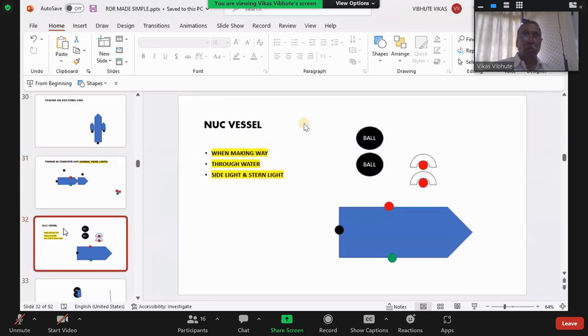I'm going to NEC today. Just for the sake of understanding, when I put this, it means all-round light. Two black balls, all-round lights, two red lights, side lights, sunlight. NEC vessel making way.